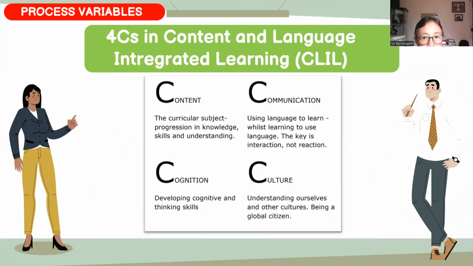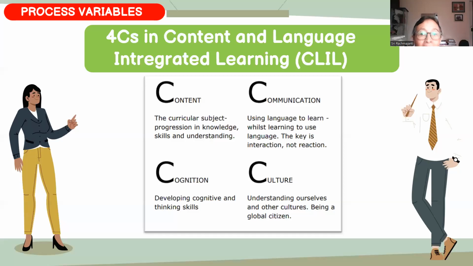This is the process variable now. This is actually not new, but now some schools try to implement it. That is content language integrated learning. There are 4 C's. Content: let's say I want my students to be good at English, not just learning English, but also learning other subjects in English. For instance, the content is mathematics, and then we try to explain the mathematical concept in English.